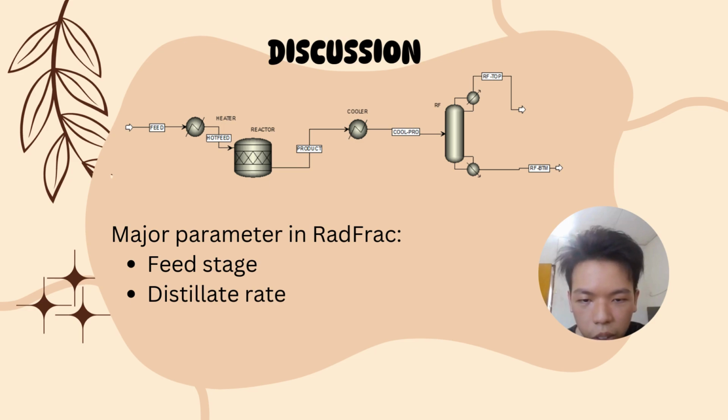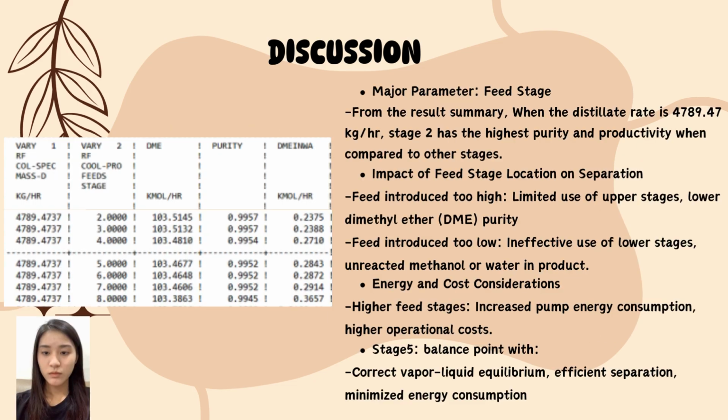In the RadFrac, we will study two major parameters, which are the feed stage and the distillate rate, and how they affect the productivity and the purity of the DME at the top product of the RadFrac. Now I will talk about the major parameters. One of the major parameters was determined to be the feed stage.